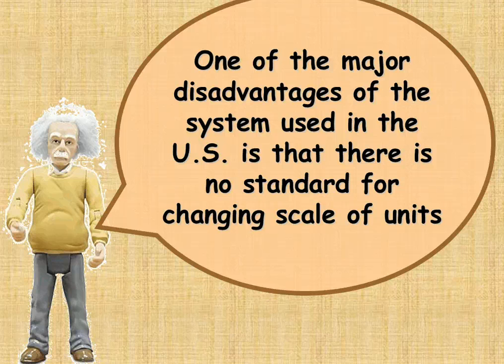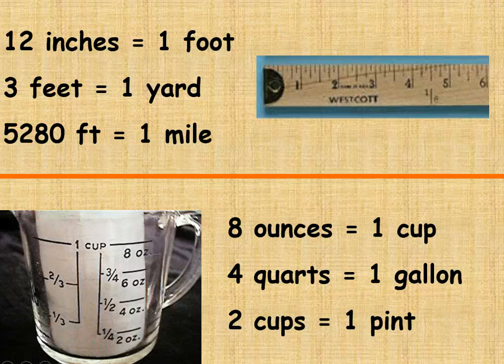One of the major disadvantages of the system used in the United States is that there is no standard system for changing the scale of the units. If you think about length, we've already seen a few examples. There are 12 inches to a foot, 3 feet to a yard, 5,280 feet to a mile. The numbers 12, 3, and 5,280 are numbers you'd have to look up. The same thing can be said for volume, and there are some examples on the bottom here. And if you've lived in the United States for any length of time, you may know some of these, but oftentimes we have to look them up, and this is kind of inconvenient.